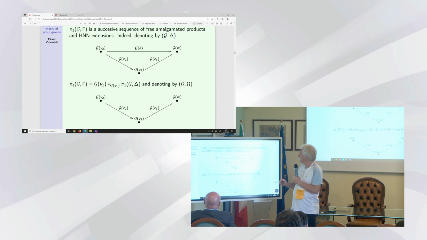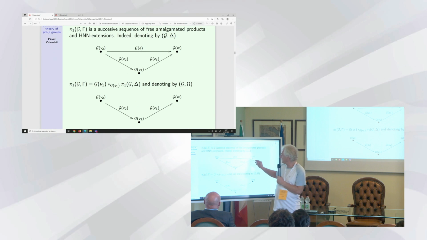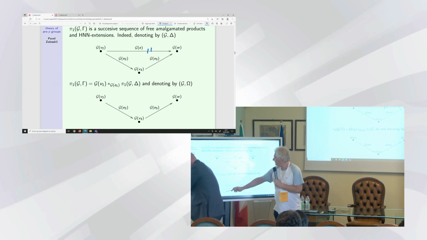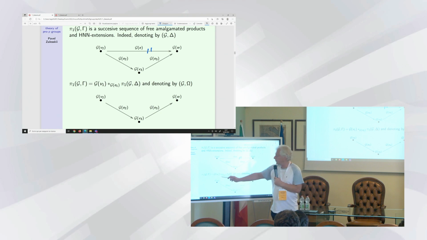And having this, how do we decompose this graph in HNN extension? We concentrate on this H. So I put here on this H, so we delete it, right? And then we have this fundamental group of this graph of groups that would remain, right? And then we get this.